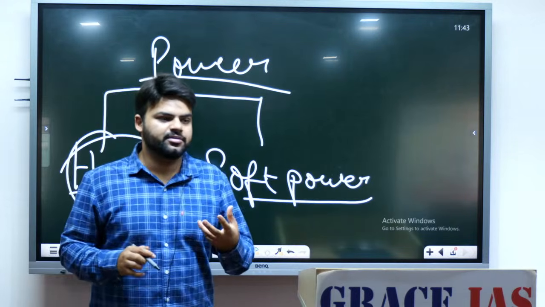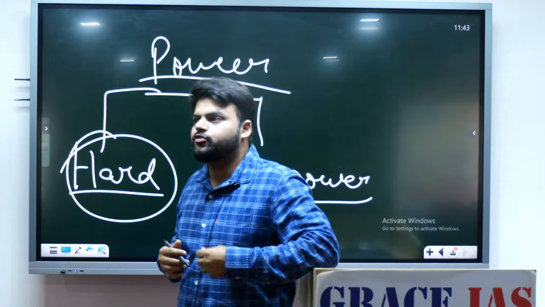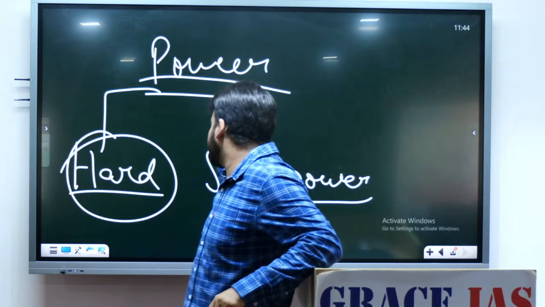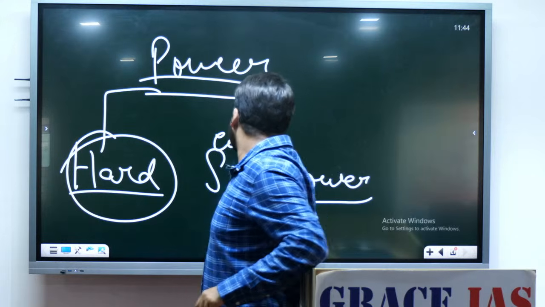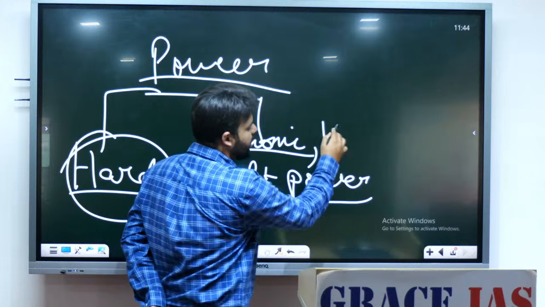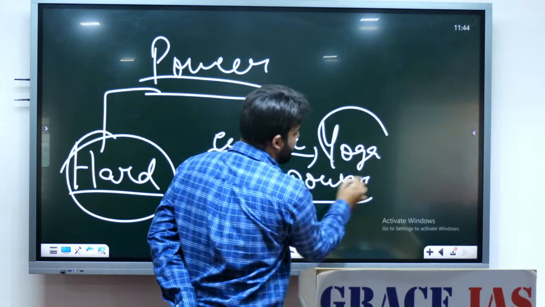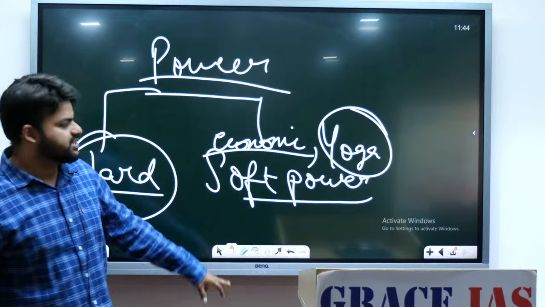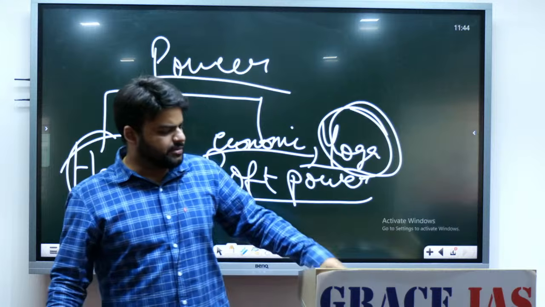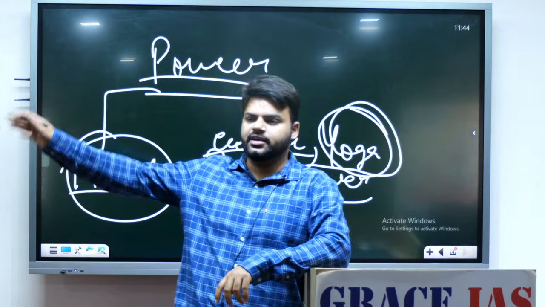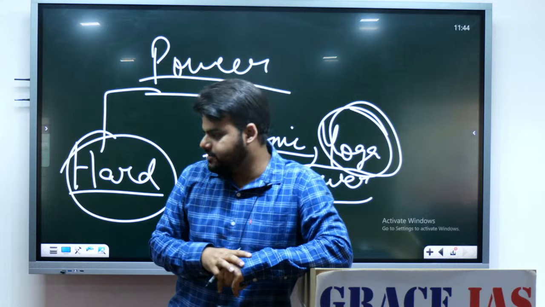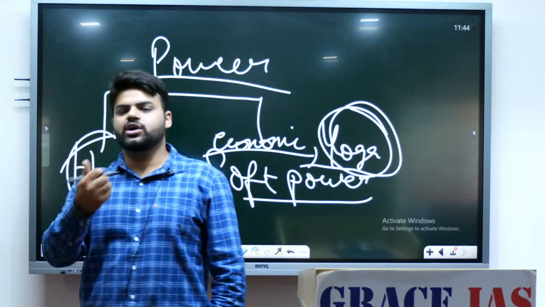For example, soft power is something which is economic power. It can be economic power also. It can be yoga. India is deriving soft power from its culture now these days. Do you see India promoting yoga a lot? India has actually declared an International Yoga Day. When is International Yoga Day? 21st June? Fine.